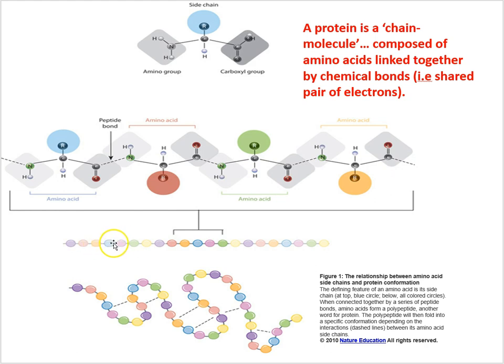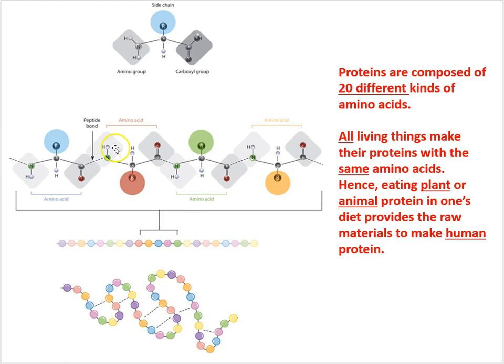And so here we can see this idea of a chain molecule. And this chain molecule can fold up into some shape as well. And we'll return to that idea in a moment. So proteins are composed of 20 different kinds of amino acids. They differ by this R group, and that R group can be different assemblies of different atoms. But all living things make their proteins with the same amino acids. That's an important point. Hence, eating plant or animal protein in one's diet provides the raw materials to make human protein. So this is why eating is successful, because when animals eat other living things, they can use those proteins in the other living things, break them down into the component amino acids, and then reassemble them into human proteins.